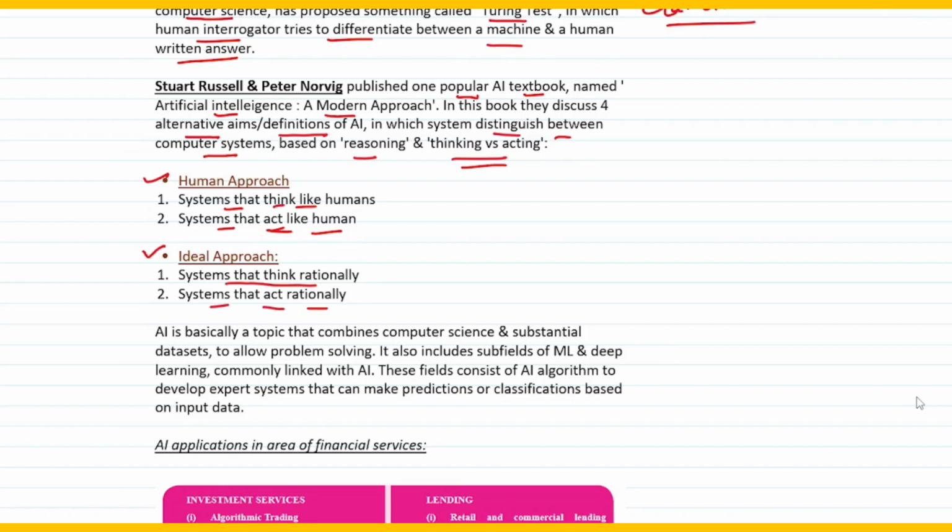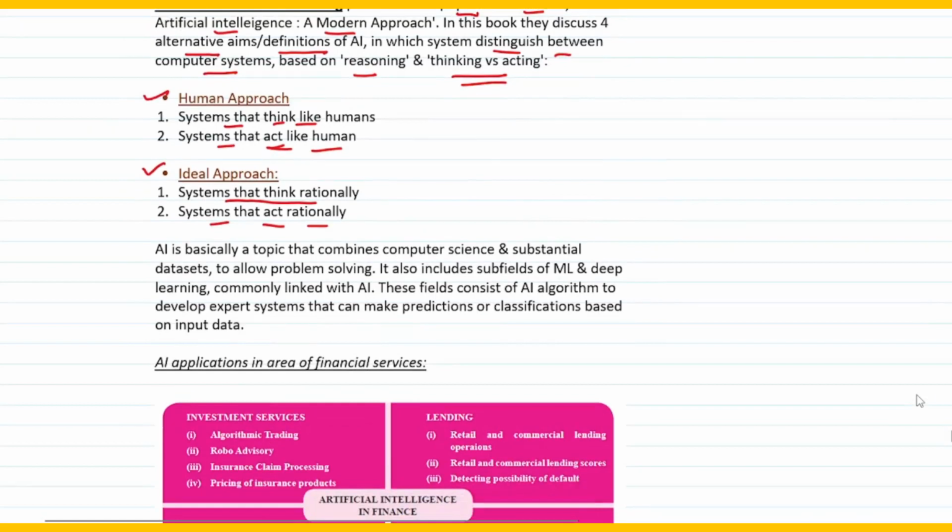As far as the human approach is concerned, systems can think like humans and act like humans. Here, systems can think rationally and they can act rationally. So that's the difference between both. This distinguishes between computer systems based on reasoning and thinking versus acting. So two things: human approach and ideal approach, right?